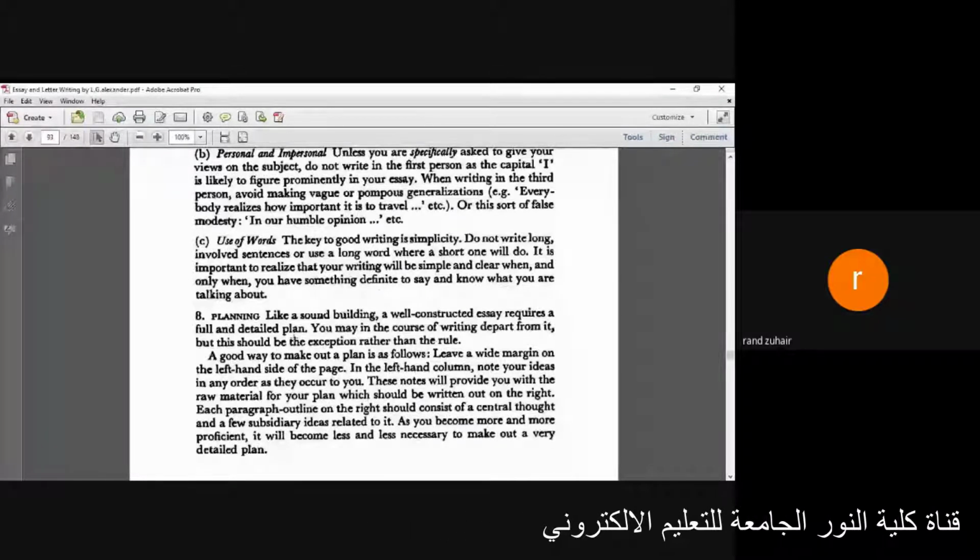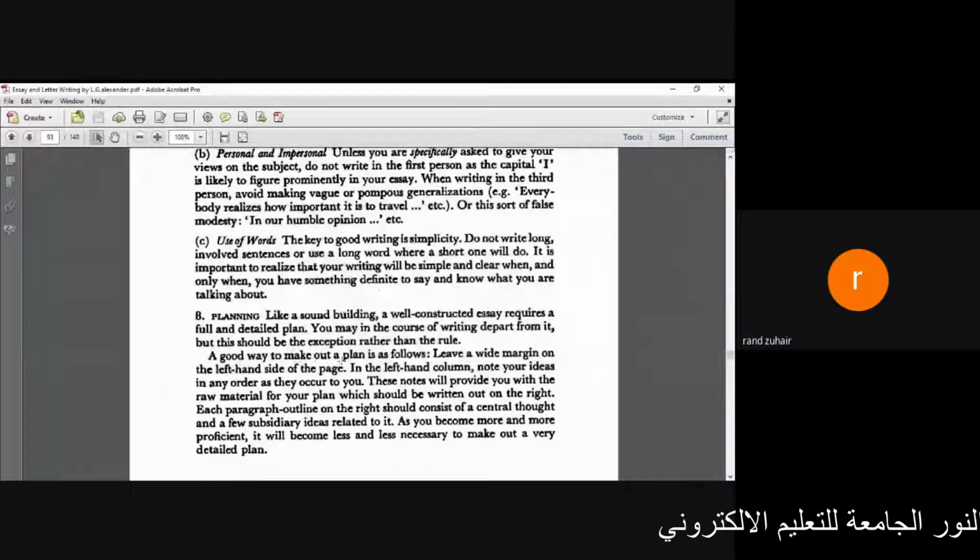كنعطى هوني a good way to make out a plan is as follows. How to make a plan. Leave a wide margin الحاشية. Leave a wide margin on the left hand side of the page. من the left side of the page. In the left hand comment, note your ideas in any order as they occur to you. This note will provide you with the raw material to your plan, which should be written out on the right.